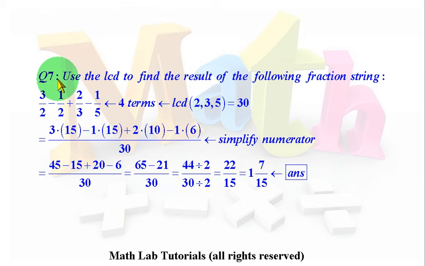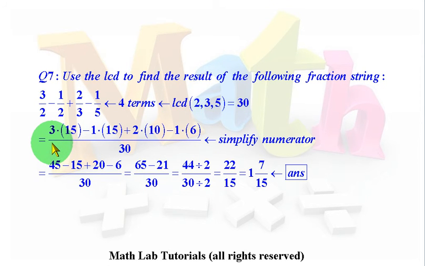This is Q7. Again, it's an LCD problem. If you look at this carefully, we have 4 fractions. Some of them are positive, some of them are negative. So we have 4 terms. We look at the denominators. The denominators are 2, 3, and 5. We conclude that the LCD is 30. The lowest common denominator of 2, 3, and 5 is 30. You can easily verify that.